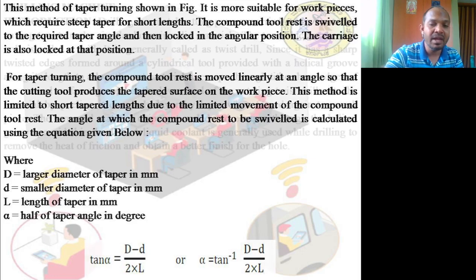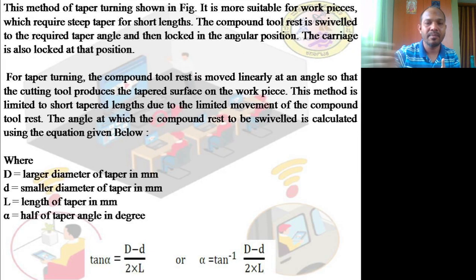Now, my dear friends, I always suggest you mention this figure, and even this angle is mandatory, when you are asked to explain taper turning using the swivelling compound rest method. In this method, what happens? It is more suitable for workpieces which require a steep taper for short lengths. The compound tool rest is swiveled to the required taper angle and then locked in the angular position. That is, I will fix the angle alpha and then lock it. The carriage is also locked at that position.